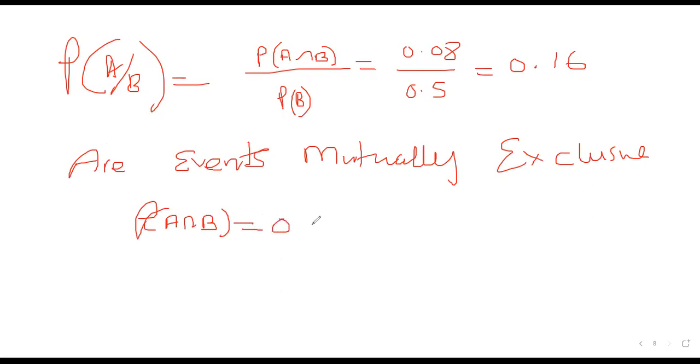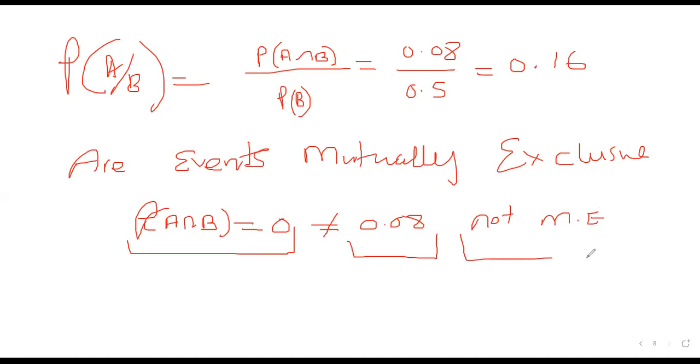Then step 2, you equate to what? What we found. What did we find as our A intersection B? 0.08. You compare, are they the same? No. We say not what? Not mutually exclusive. I repeat. Step 1, set the condition. Step 2, compare the figure we found.